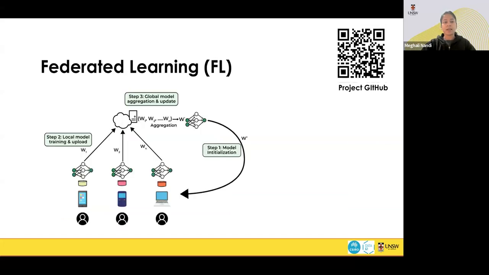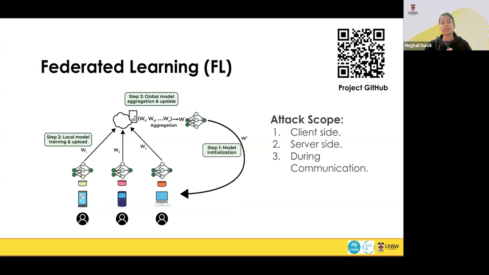Starting with what federated learning is, federated learning happens across 3 rounds. First is the model initialization. A model is initialized by the server and it's sent to the clients. The clients update the model, train on the local data, and send the updates to the server. The global model in the server is updated using the weights sent by these clients.